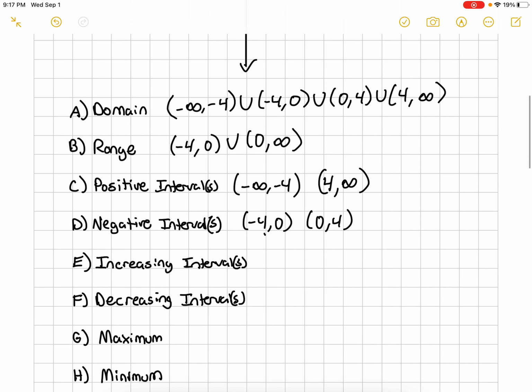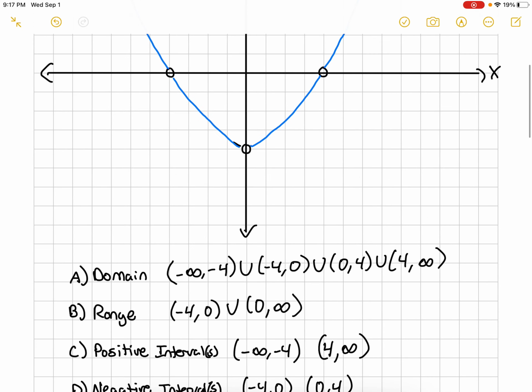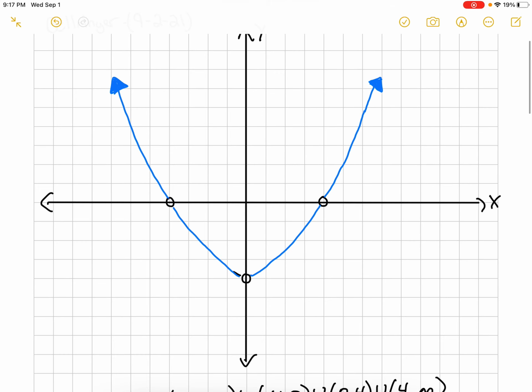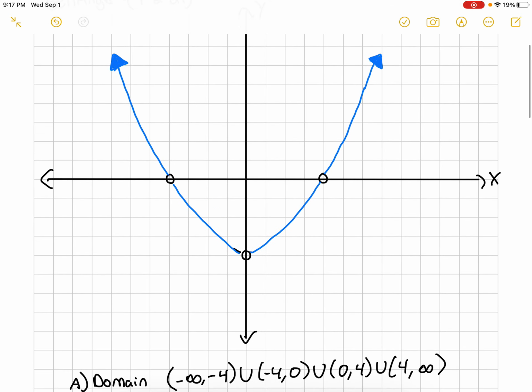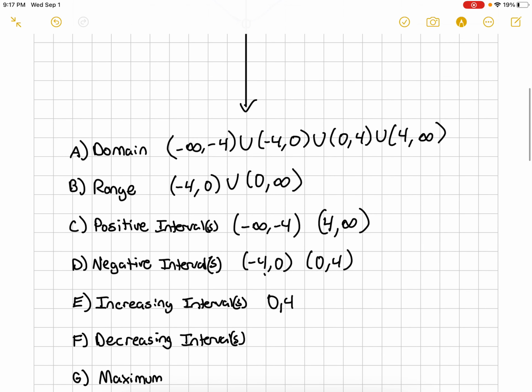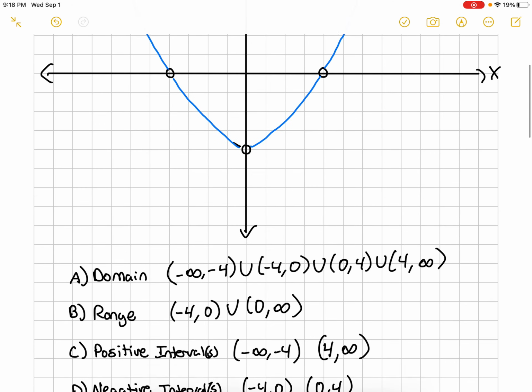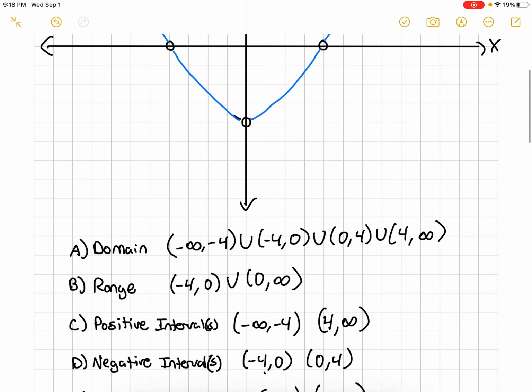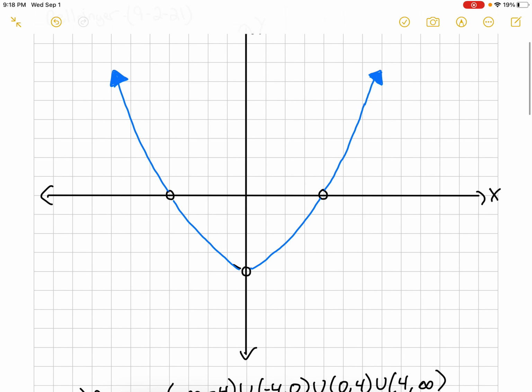All right, increasing intervals. We're looking for where does this function go uphill from left to right. And it goes uphill from 0 to 4. And from 4 to infinity. And the reason we couldn't just say 0 to infinity is because there is a hole right there at 4, so 4 is not included.